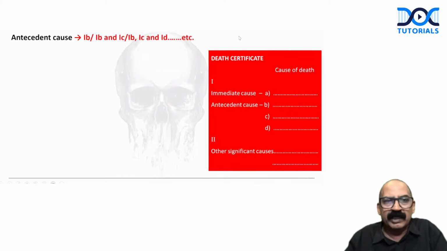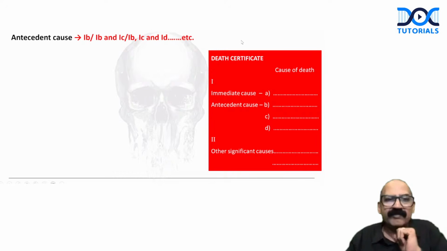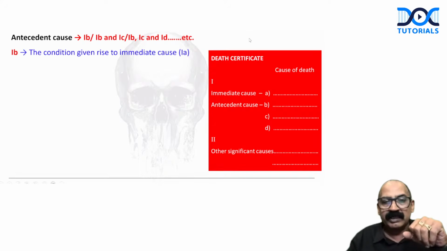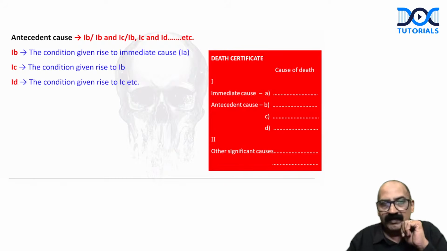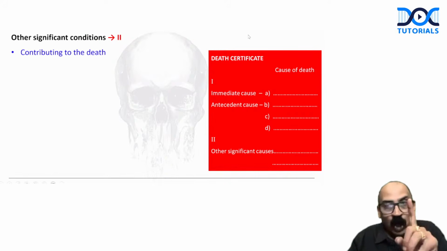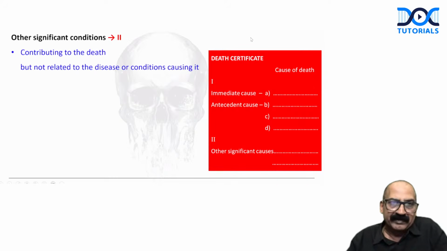Okay. And meantime, antecedent cause. What condition gave rise to the immediate cause of death? You should write under 1B. What gave rise to 1B, you should write under 1C. What gave rise to 1C, you have to write under 1D, like that. Okay. Meantime, other significant conditions, as I already mentioned, are contributing to the death but not related to the disease or condition causing it. In other words, I show you 4 generations.